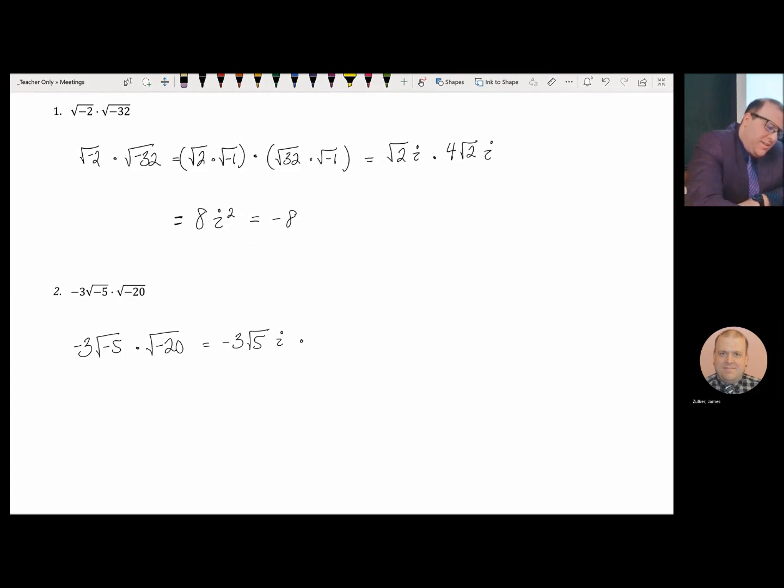Root 20 is 4 times 5, right? So again, I can just write that, it's 2 root 5. We're going to get negative 6 times 5, so negative 30. Then i squared, which makes it just 30.